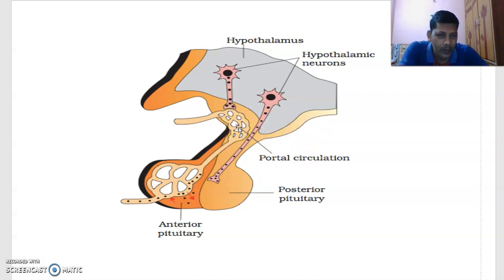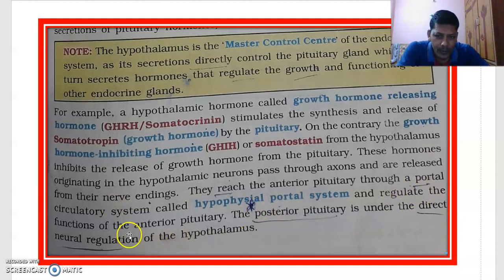What do you mean by portal vein? A blood vessel which starts with capillaries and ends with capillaries is called a portal vessel. Arteries end in capillaries, and veins begin with capillaries, but a portal blood vessel starts with capillaries and ends with capillaries. The hormone is released into these capillaries, and again it is released from these capillaries into the anterior pituitary. Now, to regulate the functions of the anterior pituitary, while the posterior pituitary is under the direct neural regulation of the hypothalamus.